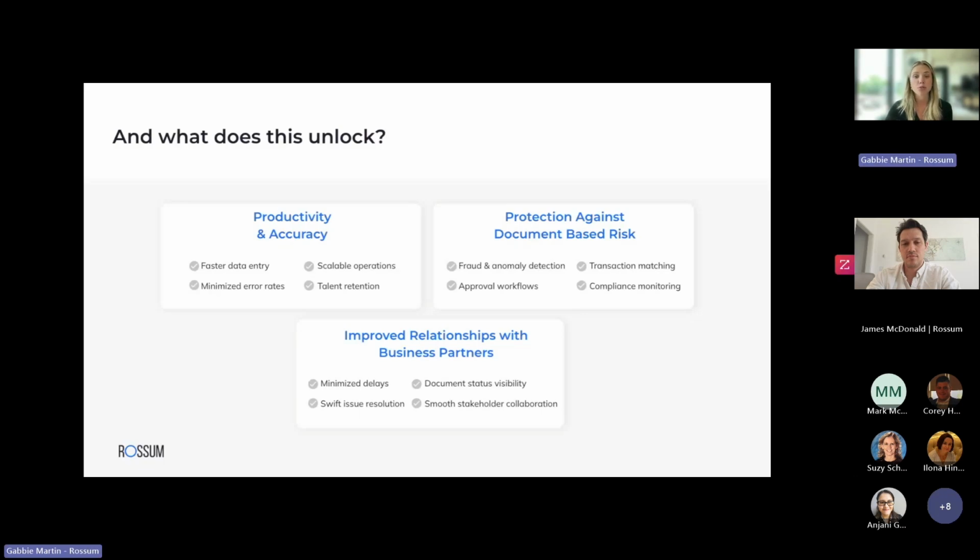And lastly, improved relationships with business partners. So by automating this process, it minimizes delays, it provides clean, clear, up-to-date data, and it allows businesses to solve issues much faster.